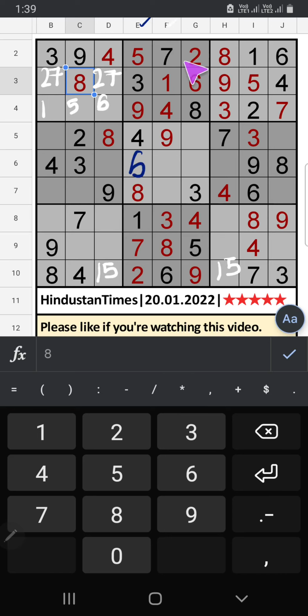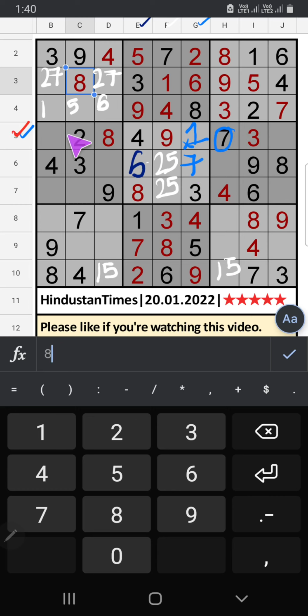Column F, 2 numbers are remaining, 2 and 5. We'll confirm later. Column G, 2 numbers are remaining, 1 and 7. 5th row, we have 7. So 7 can't come in this cell. 7 is confirmed here, then 1 is here.